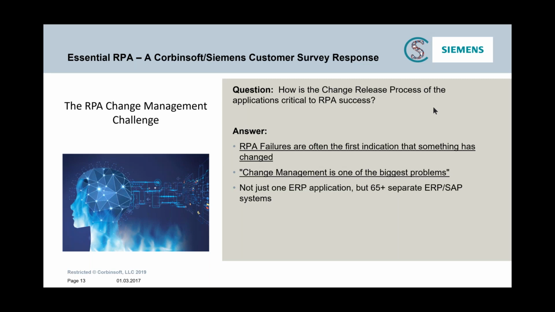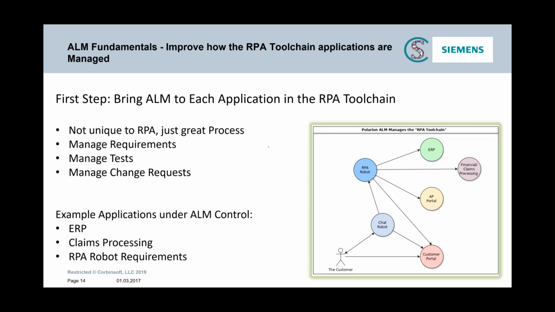So change management is one of the biggest problems, one of the biggest obstacles to RPA. And really, that is an important component for Polarion and some ALM fundamentals. So in this slide, you'll see how we can start helping and solving and maybe preventing some of these challenges. And the first one is to bring ALM to each of the applications in the RPA tool chain.